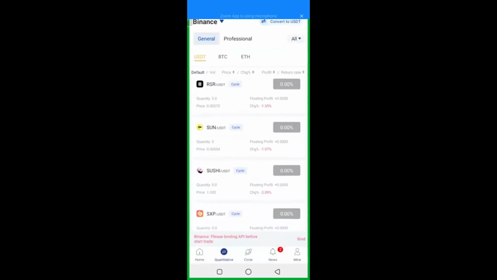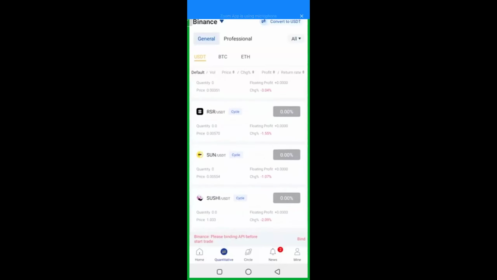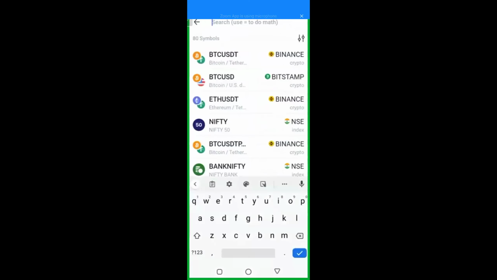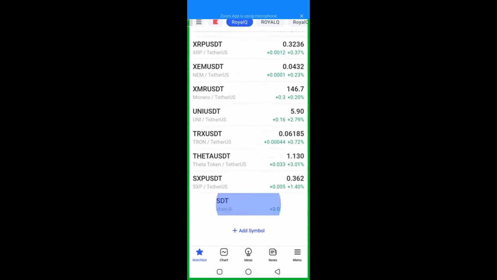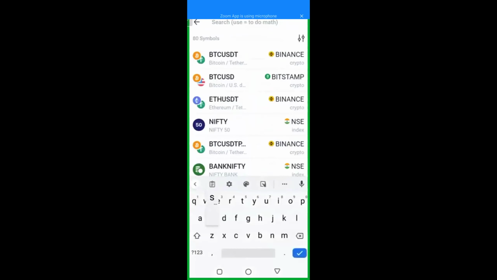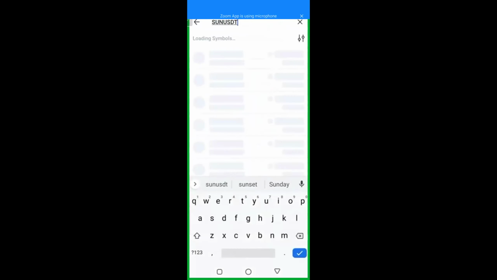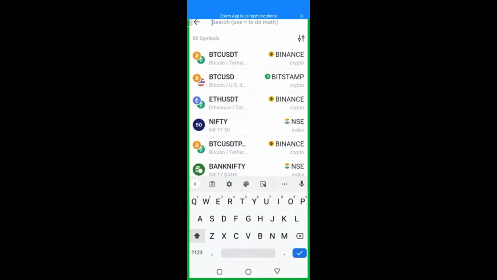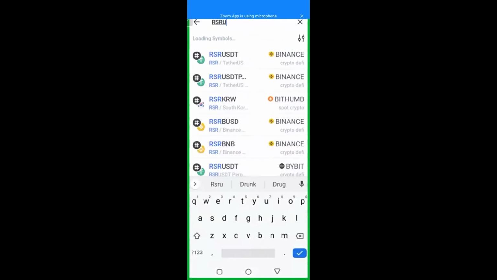And we are creating our trading view. We have Sushi, Sun, and RSR. So we come onto our screen and we basically write Sushi USDT. All right. And then the next one we have is Sun USDT. All right. Then the next one we have is RSR USDT. We are choosing Binance basically.